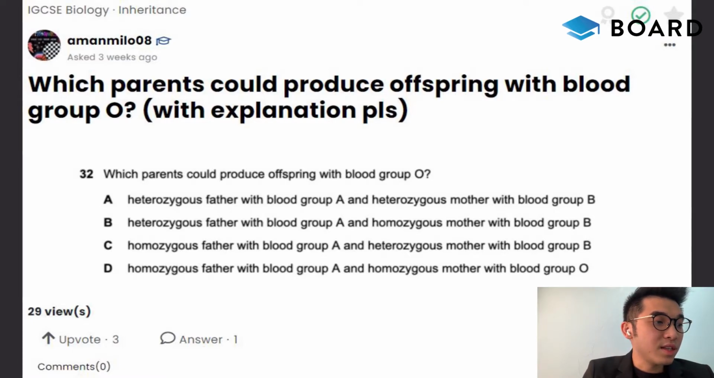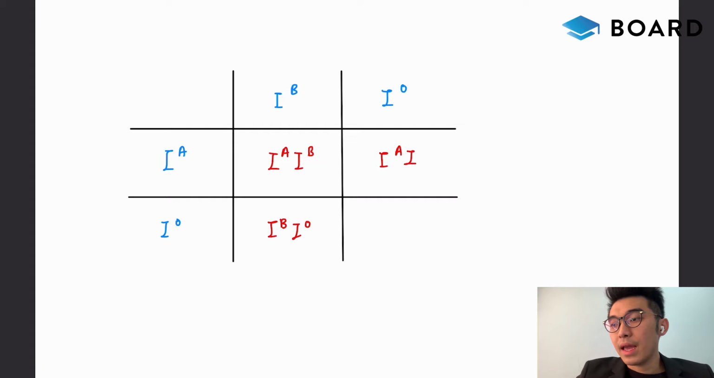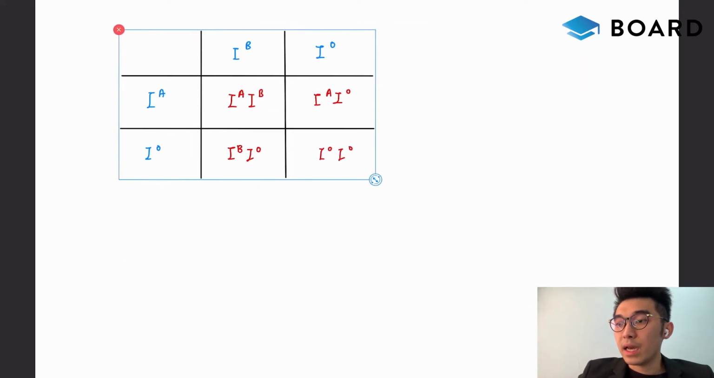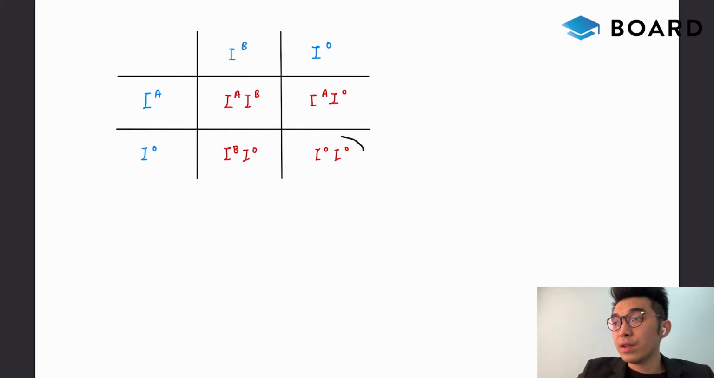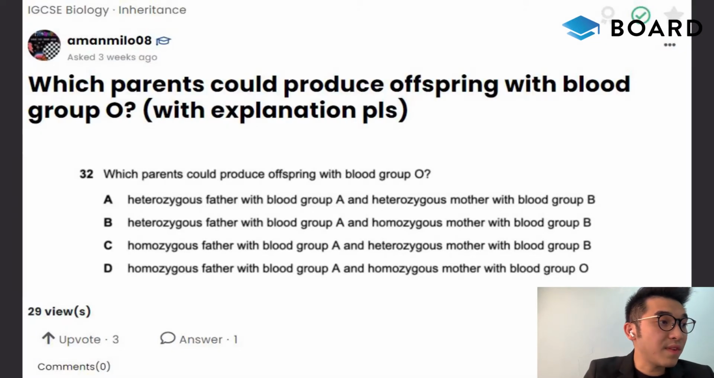So in this case, heterozygous father, blood group A, so IA, IO. The other one, heterozygous mother, IB, IO. If you do the combination, you get IAIB, IAIO, IBIO, and IOIO. Looks good. That's what we call homozygous, so this is blood group O.